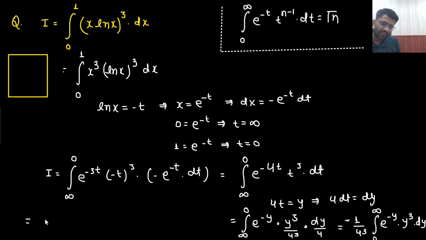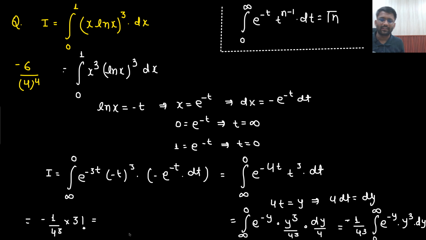So what is the answer you are getting? Minus 1 by 4 to the power 4, integral of e to the power minus y, y cube. That means n minus 1 equals 3, n equals 4. So this will become gamma 4, or you can write 3 factorial. So what is the answer? Is the answer negative or positive? The answer is negative only. Yes.